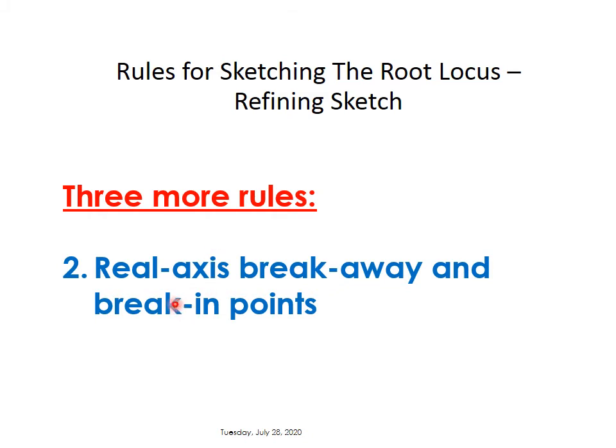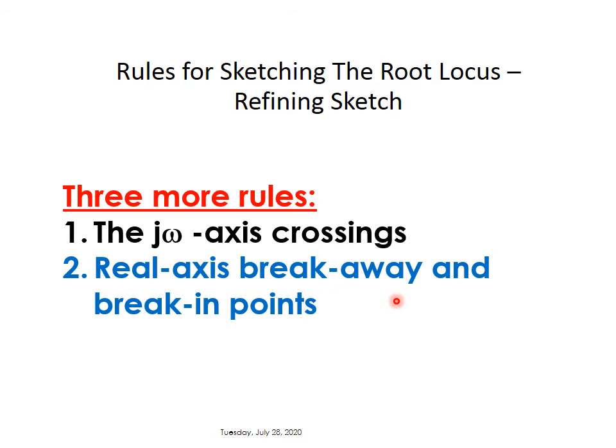The first one is basically what we call a real axis breakaway and breaking points, right? Well, I'll start with the first one. So the first one is basically finding the j omega axis crossings. So what is j omega axis crossings? J omega axis crossing is basically, if you look at the example, let me take my pen first.